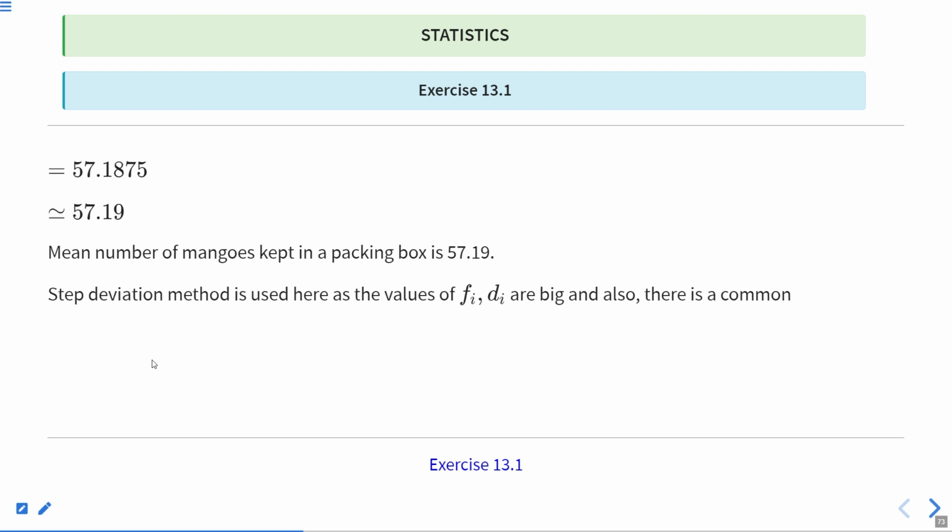The step deviation method is used here as the values of fi and di are big, and also there is a common factor.